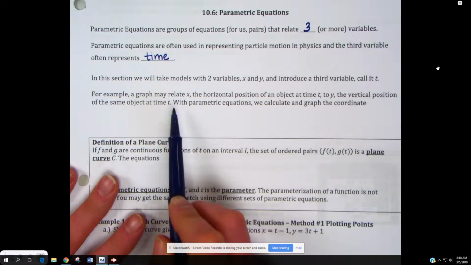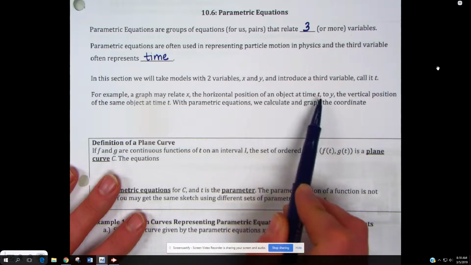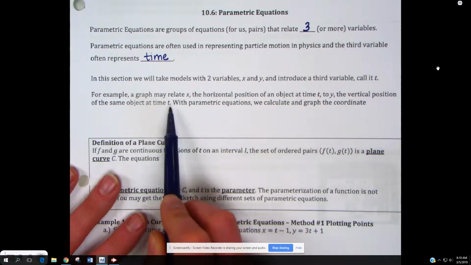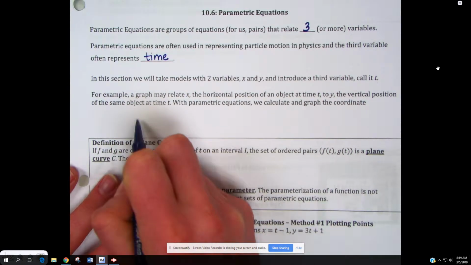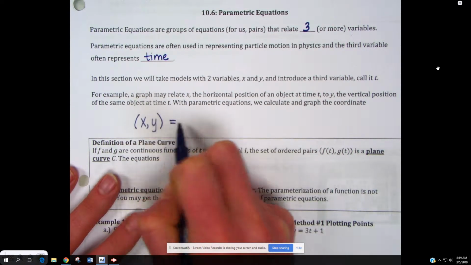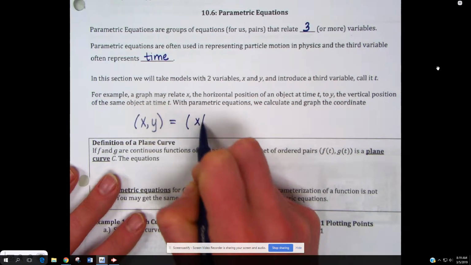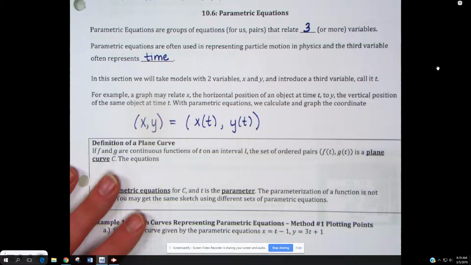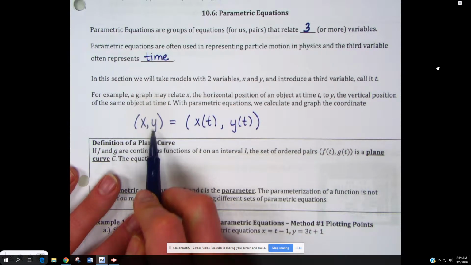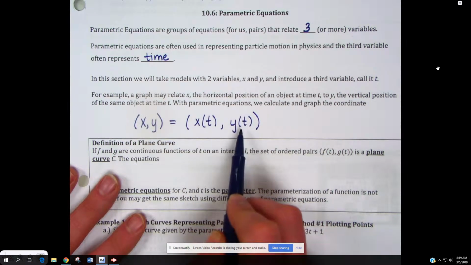If you throw a ball, maybe you're in physics class or something, then you could relate the horizontal position of the ball directly to the variable time. But you could also relate y, the vertical position, to that same time. So with parametric equations, we calculate in graph coordinates x, y, where each of those are themselves generated by some function of t. So you want to think of your coordinate not necessarily as just a point, a value and a value, but as a function and a separate function with relation to this third variable. A lot of applications would work this way.